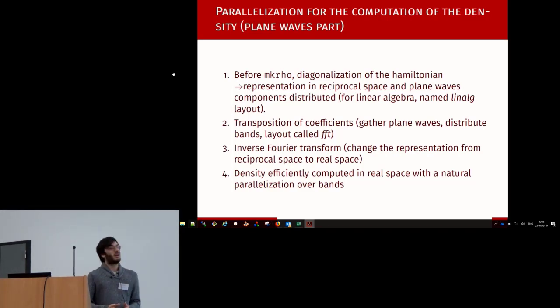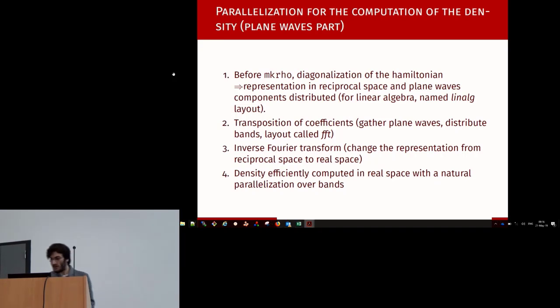So to compute the density, the main routine is macro. At the beginning of macro, the data are laid in the linalg layout, because before the routine, there are linear algebra operations done, so mostly diagonalization of the Hamiltonian and work on the wave functions. So it means that the data are parallelized over the plane waves, and you have all bands on one CPU. Then you have a transposition of coefficients to gather all plane waves and distribute bands, so you can do FFT to go to real space, and then to compute the density in the natural layout.